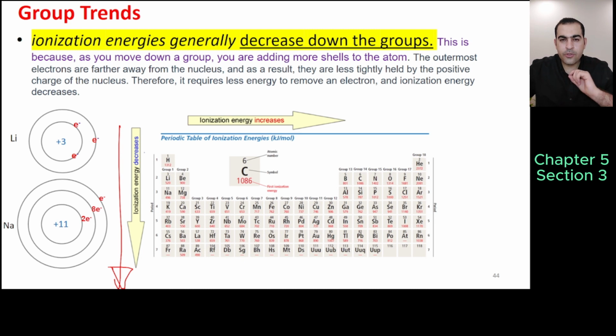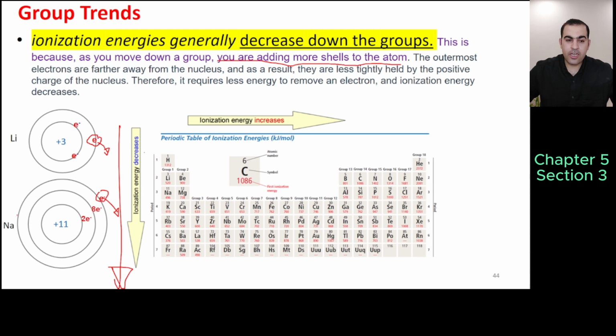The energy you need to remove one electron, if you want to take this electron away. As we go down the group, the energy we need is going to decrease because of what? Look, as we move down the group you are adding more shells to the atom. The atom's shell number increases. Why does ionization energy decrease?